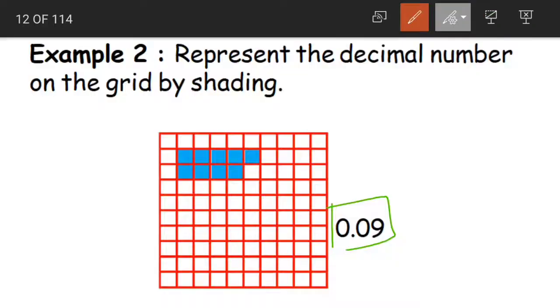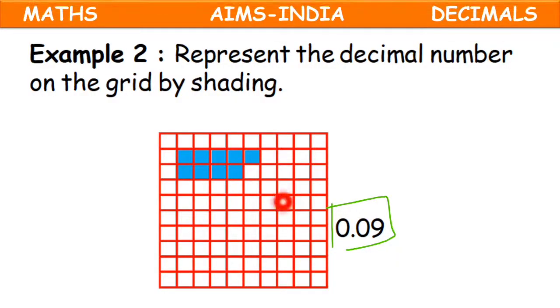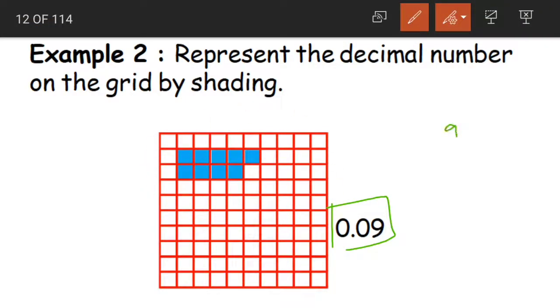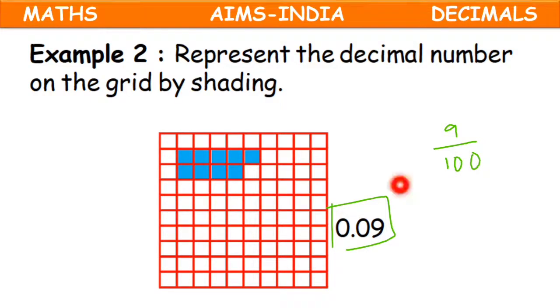In this grid, we have 100 squares. So to make it equal to our fraction 9 by 100, what should we do? We should shade 9 parts. The number in the numerator is 9, so we have to shade 9 parts. See, 1, 2, 3, 4, 5, 6, 7, 8, 9. Now this grid represents the fraction 9 by 100, which is equal to the decimal number 0.09. Is this clear, children?